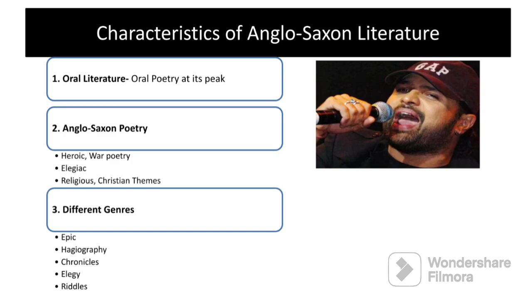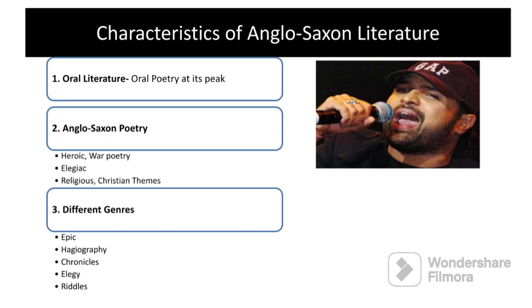The third point is different genres. There were three different genres that were specifically followed in the Anglo-Saxon age. The first was epic poetry. Epic poetry means poetry which is an epic. Epic means like we have the Ramayana and Mahabharata in our country. An epic is a long narrative poem that focuses on a very important question of humankind, and which involves supernatural machinery, which involves gods and goddesses, and it is a long and very grand narrative.